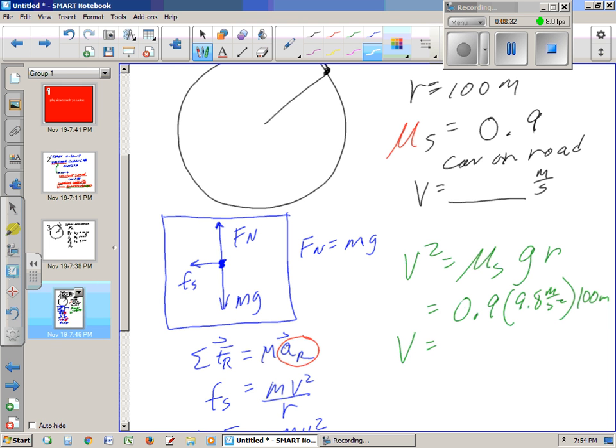So if you did this correctly, you should end up with something like 29.7 meters per second. So that would be what? That would be the maximum speed that this car could go around in this uniform circle of radius 100 meters and coefficient 0.9. That's the maximum speed the car could go before it started to slide.